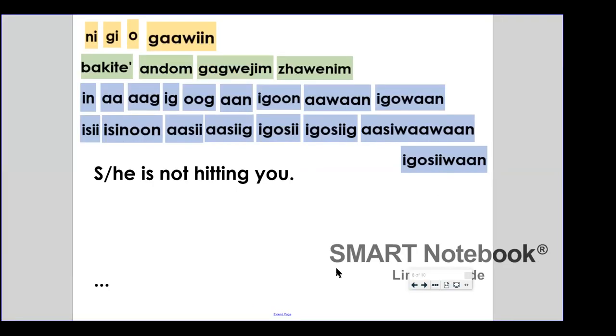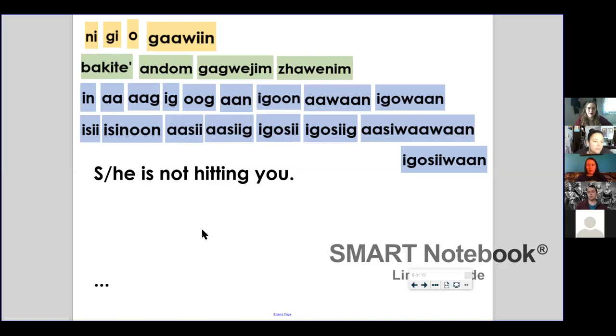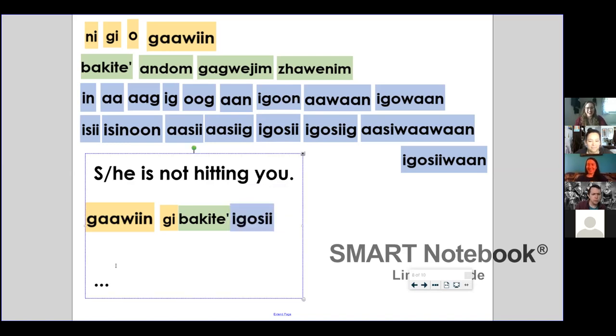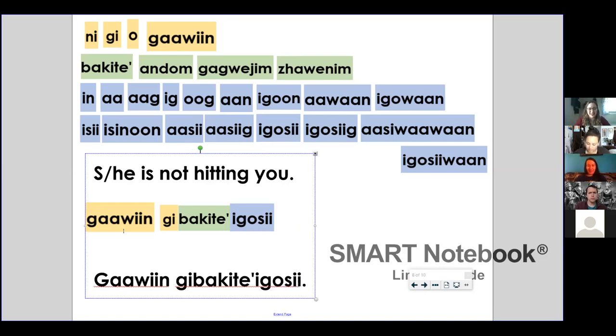Okay, she or he is not hitting you. She or he is not hitting you. Gawin. Bakete. Going get bakete. Yep. I don't know. It goes see. That's okay. I lost it. Go see. There you go. There's your sentence. Okay. So I'm going to leave the last two that have tense with them. Yeah, we'll leave those until we go through the tense.